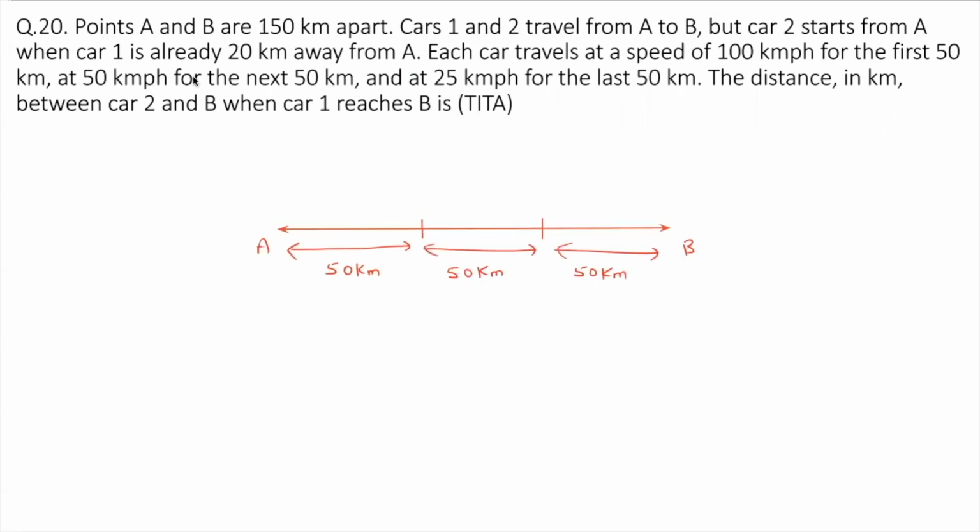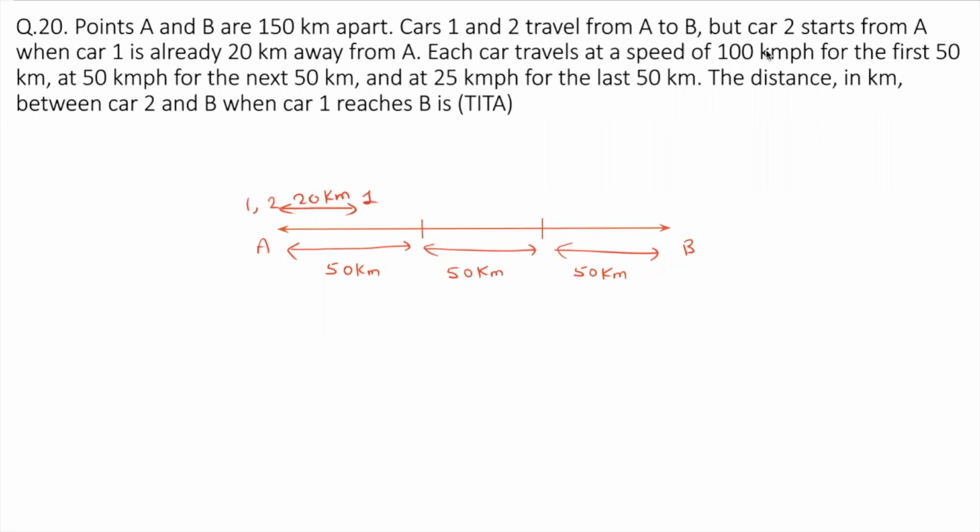All right, guys, so points A and B are 150 kilometers apart. Cars 1 and 2 travel from A to B, but car 2 starts from A when car 1 is already 20 kilometers away from A. So when car 1 is here, 20 kilometers away, this is the time when car 2 is starting.